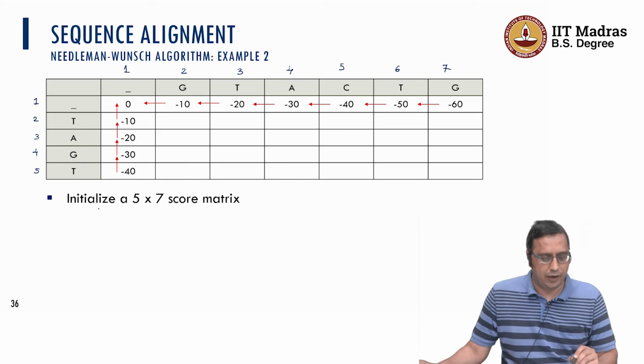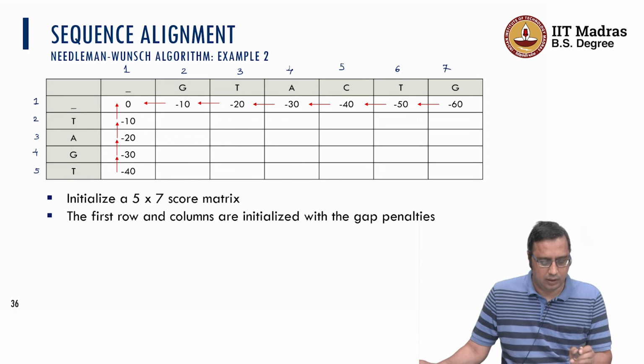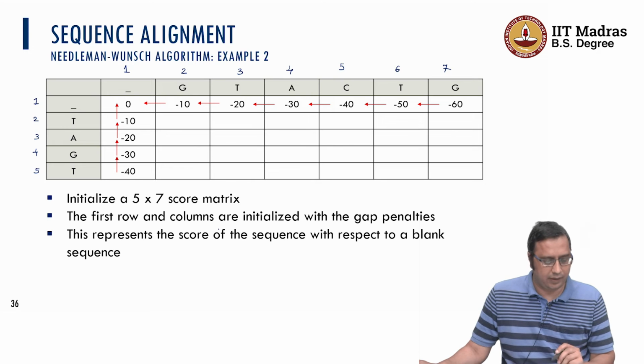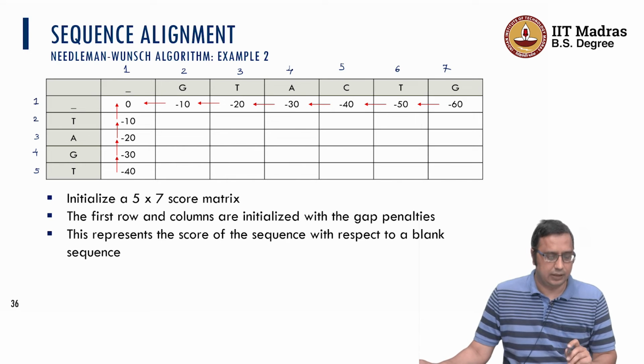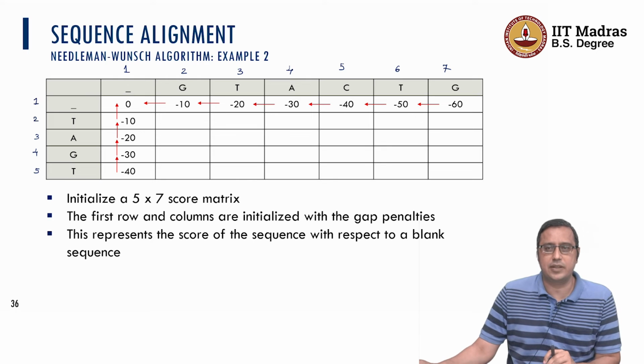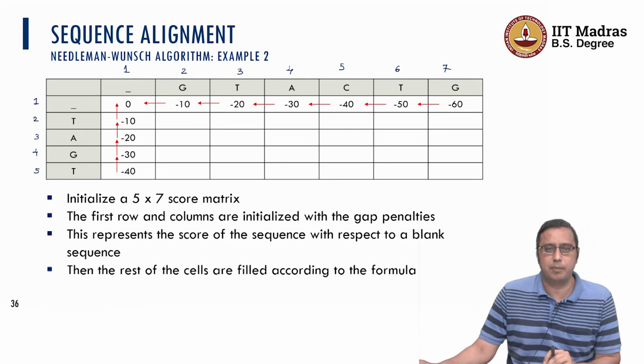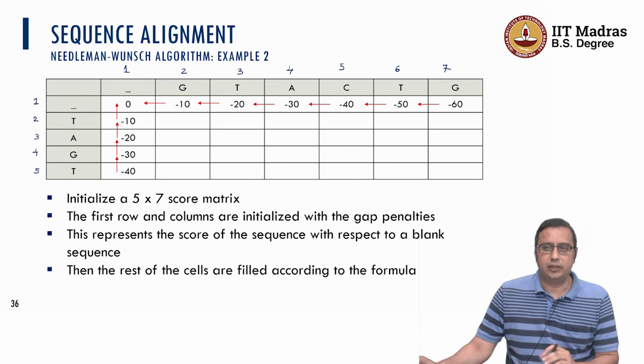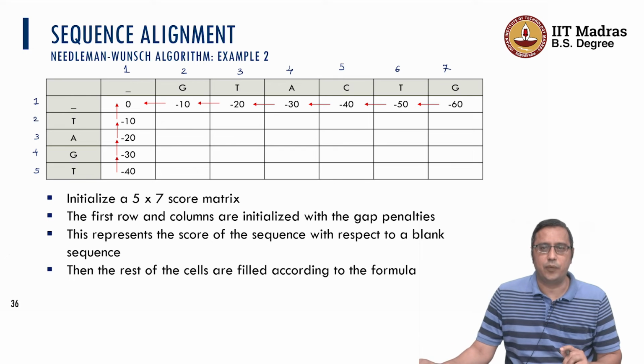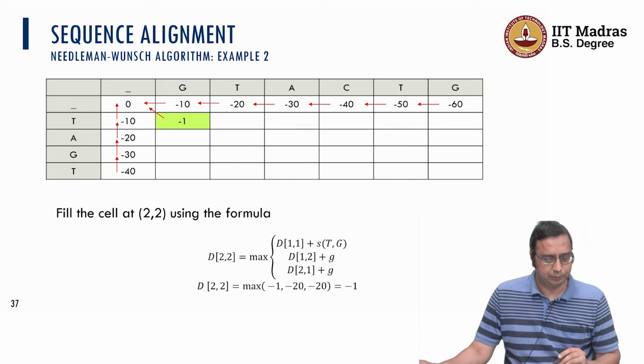So we initialize the 5x7 score matrix. We have the first row and columns initialized with the gap penalties, and as we discussed, this represents the score of the sequences with respect to the blank sequences. Then the objective is to fill the rest of the cells according to the formula we used earlier. Let's do a couple of them.